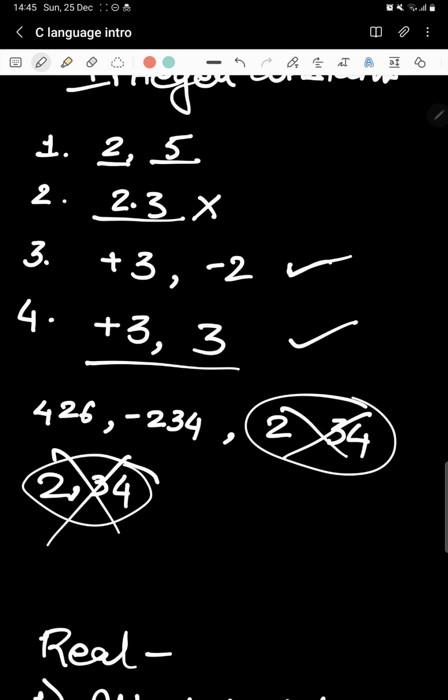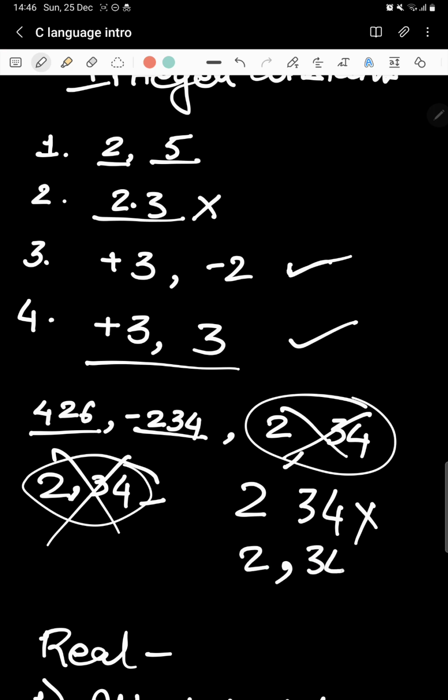Few examples of integer constants are written over here, which is 426, minus 234. Now, if you see these two examples, these are not integer constants. That is, if we add any space or commas within integer constants, then it won't be considered as integer constants. So 2 space 3 4 is not an integer constant. 2 comma 3 4 is also not an integer constant.